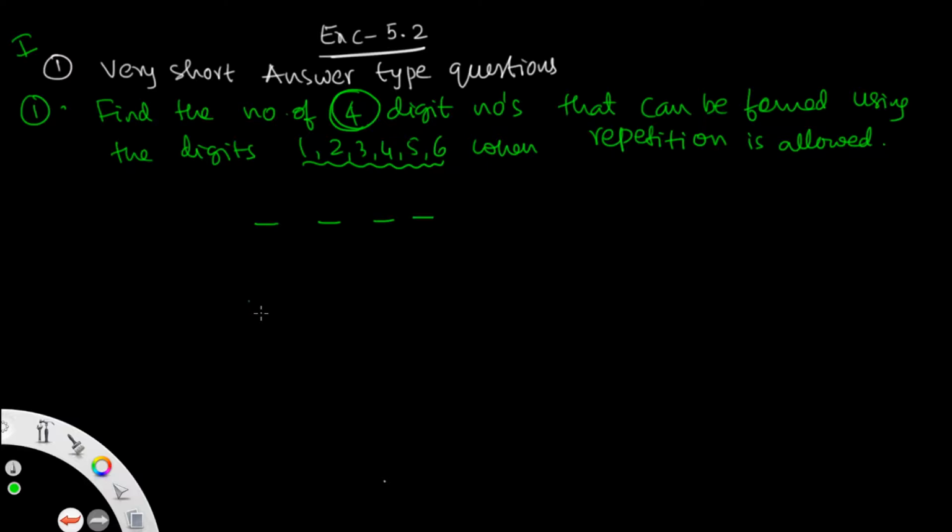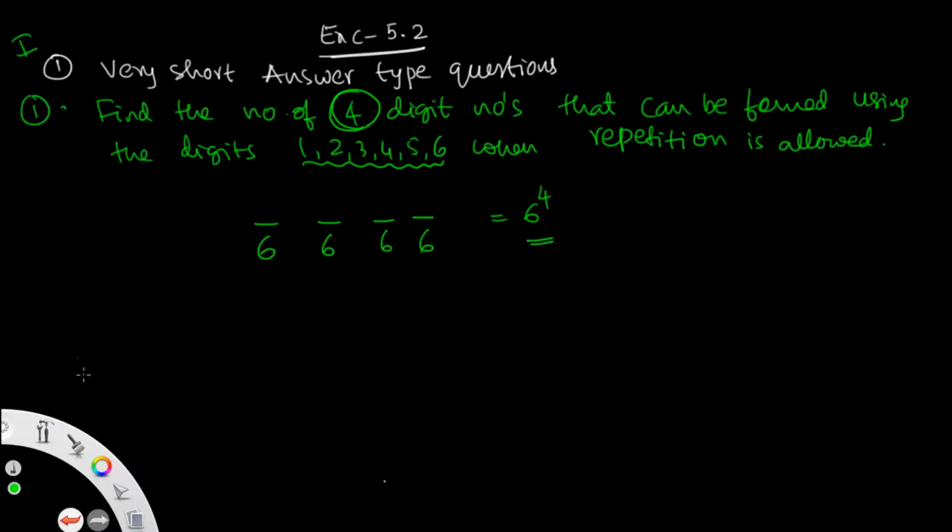Therefore, the number of required 4-digit numbers: the first place can be filled in 6 ways. Why? Because the number of digits 1, 2, 3, 4, 5, 6 is 6. We can fill the first place with any one of the 6 digits, and repetition of things is allowed. So the second place can also be filled in 6 ways, and similarly the third and fourth. Totally, 6 to the power of 4.